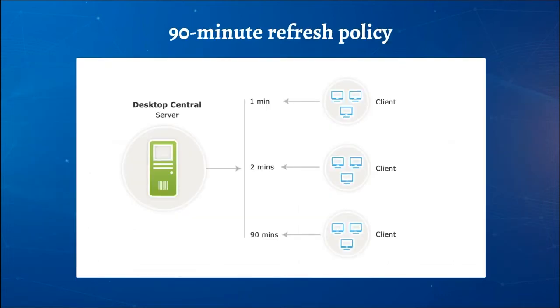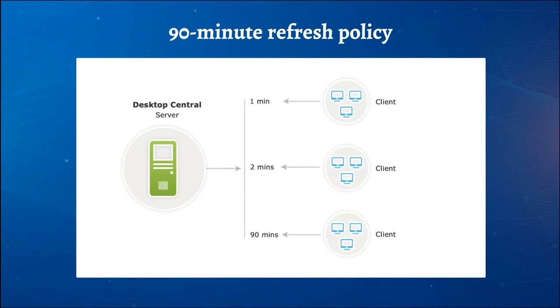Okay, so here is another important section in the architecture, which is the 90 minutes refresh interval. As I told you before, the Desktop Central architecture is scalable to manage even larger networks up to 20,000 machines. This is possible because of the 90 minutes policy that we use in Desktop Central. What is this refresh policy? Every Desktop Central agent will contact the server every 90 minutes. This is called the agent refresh cycle. This feature ensures that all computers in the network contact the server periodically.